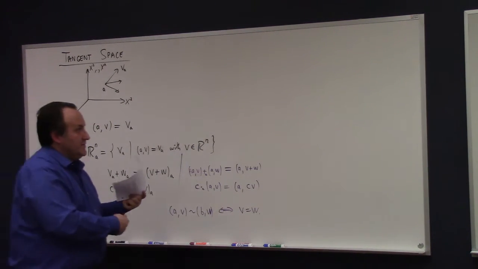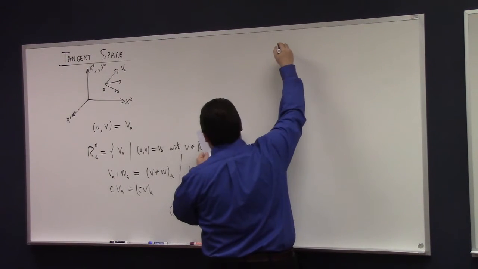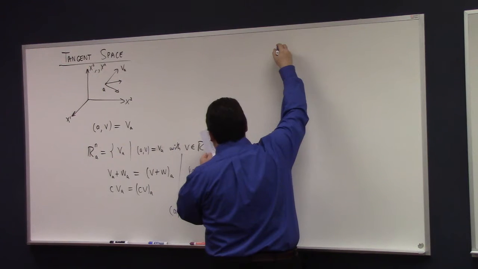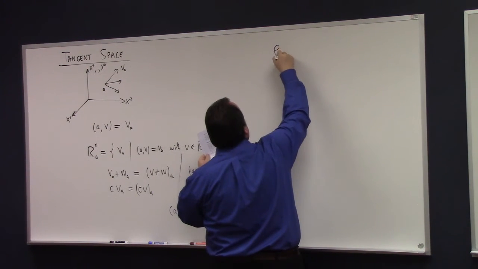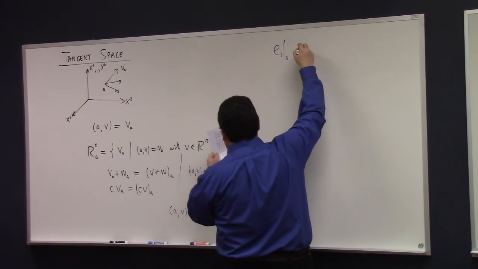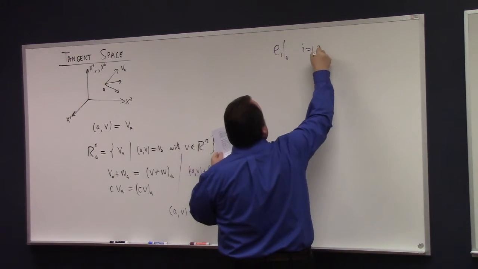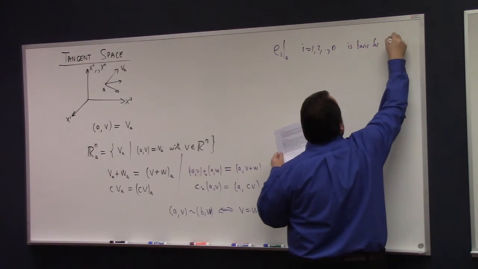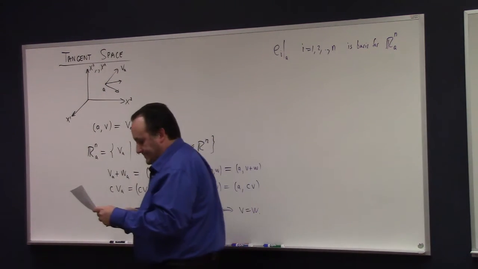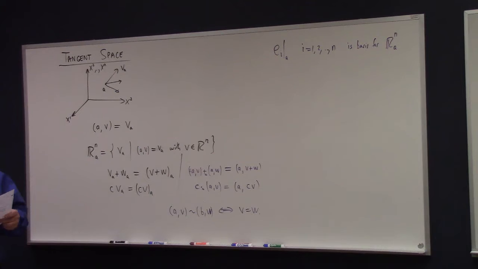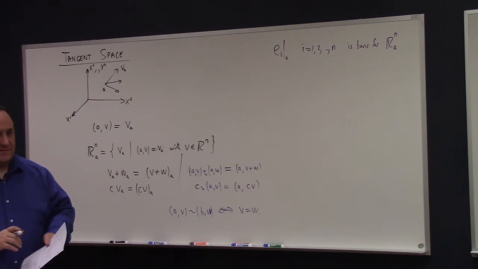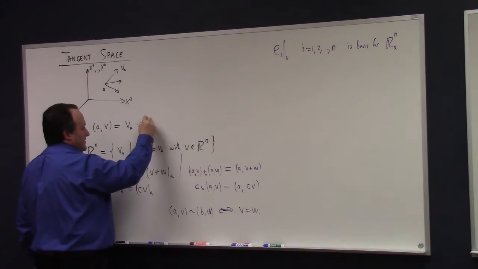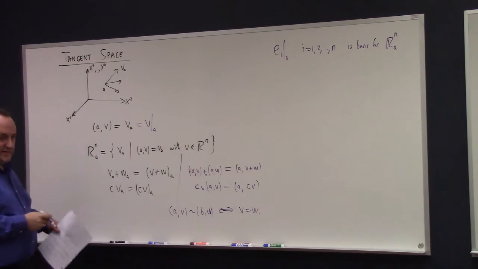And furthermore, we've got e_i at A, for i equals 1, 2, up to n, is a basis for R^n sub A. These are the usual standard basis, but attached to A, all right? So that's yet another notation. We use this V sub A. Also, sometimes he'll write it as V bar A, okay? In this context, great.